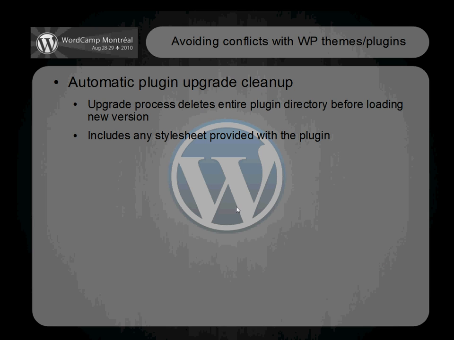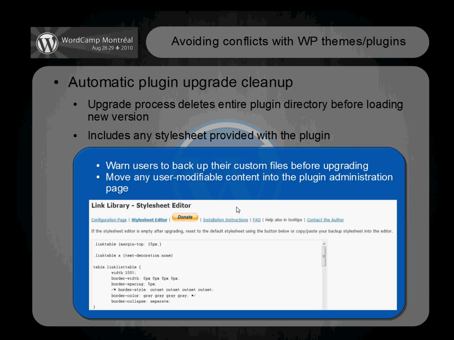What that means is that if you had any style sheet or any file that you expected the user to modify within your plugin, that file's gone. It's going to be replaced by the original version of that file, meaning the user will lose all of his changes. To work around that, unfortunately there's not that many solutions. The first one isn't that great, and that is just to warn users to back up their files. That could be on the admin page, in the documentation, but we all know that users don't really read documentation.